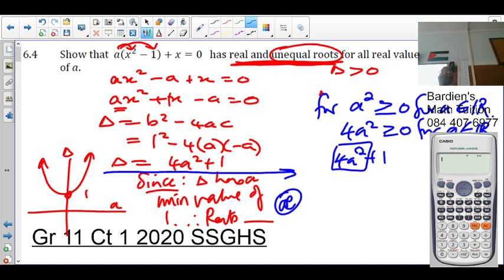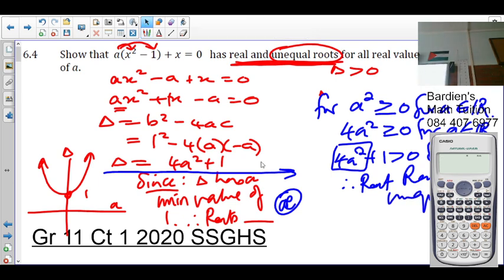However, if I say 4a squared plus 1, the smallest value that can be is 0. So what is 0 plus 1? 1. So what is the smallest value delta can be? 1. So you say 4a squared plus 1 will always be greater than 0 for a an element of real numbers. Therefore roots are real and unequal. And that's how you answer that question, either way.